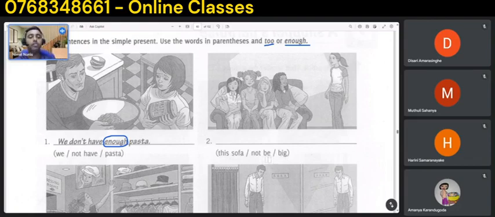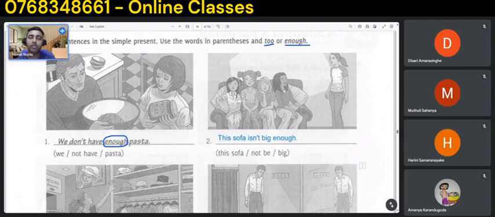Okay, so if the be verb is given, you all know in simple present tense you need to change it to am, is, are. In past tense it's was, were. Likewise you need to change it. So here, this sofa not be verb big. Then we can write the sentence as: this sofa isn't big enough.